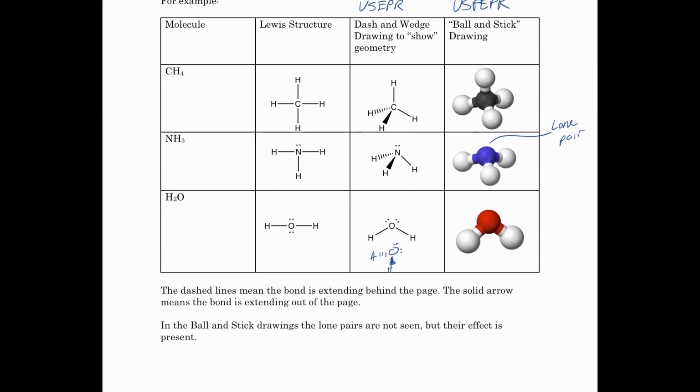So a couple things to sum this up. What the dashes mean is an important thing for you to keep in mind. And in the ball and stick drawings, the lone pairs aren't seen, but we can tell they're there because of the shapes. If there were no lone pairs on this central atom, this would be linear. But because it's not linear, there must be something there.